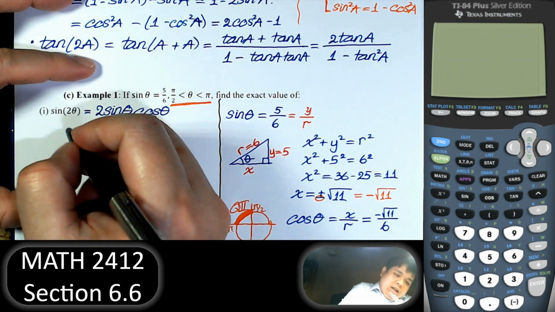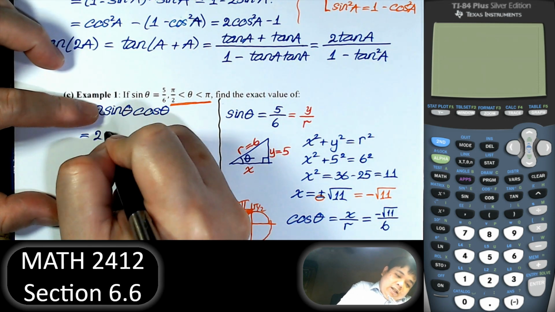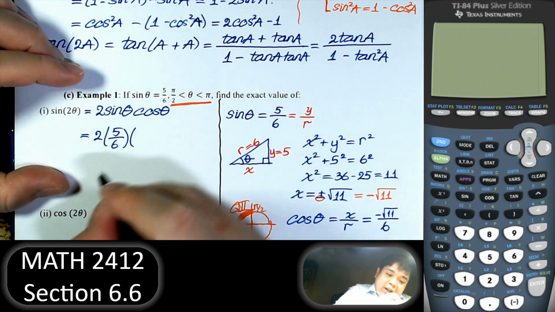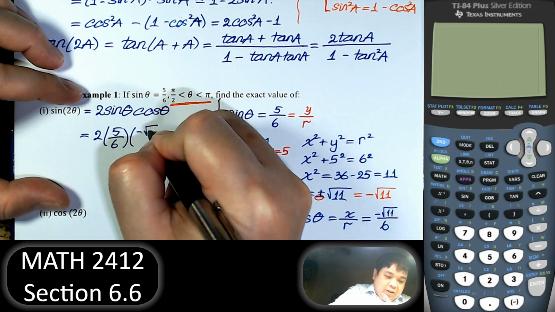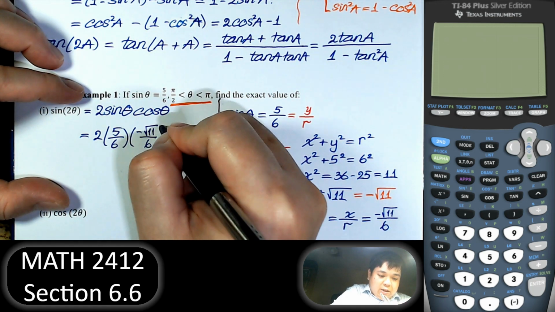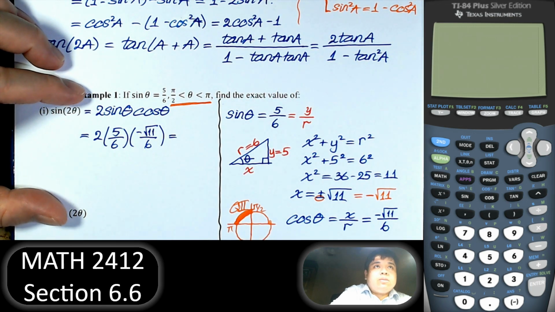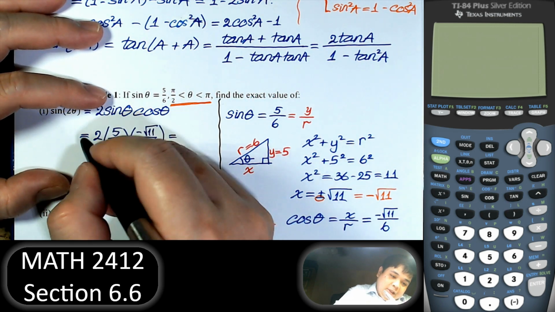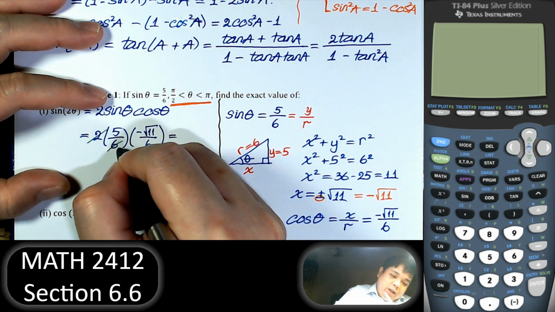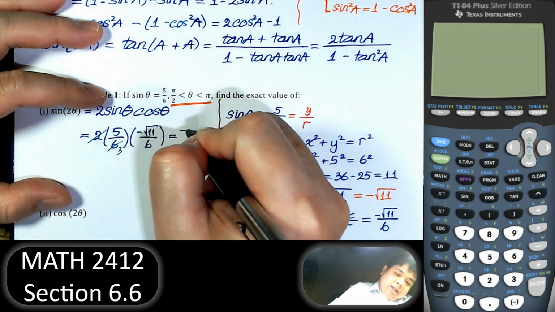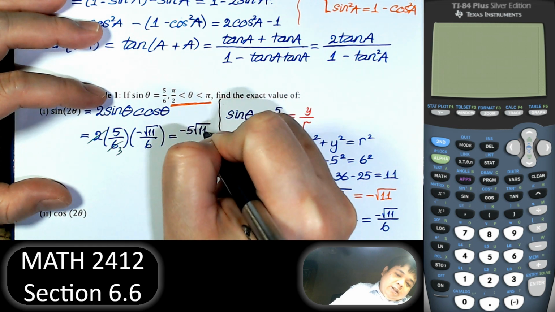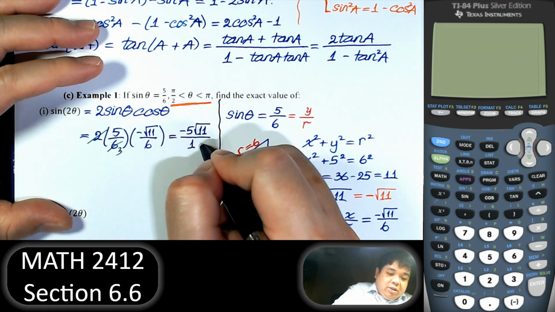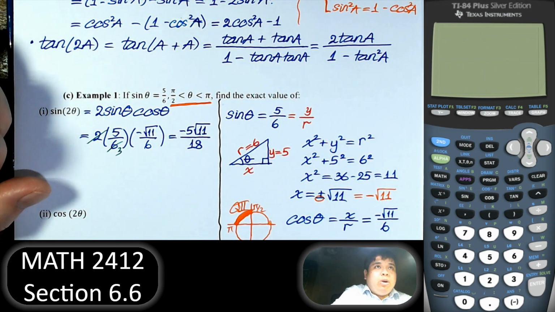Right, and substitute back in here, we have 2 times sine of theta, which is 5/6, and cosine of theta, negative square root of 11 over 6. And the 2 and 6 cancel out, 1 and 3. So on the top we have negative 5 square root of 11. At the bottom we have 18, 3 times 6. Right, so that's what we have.